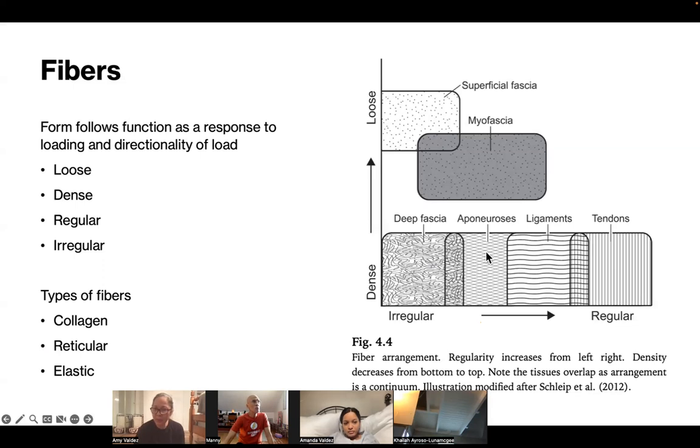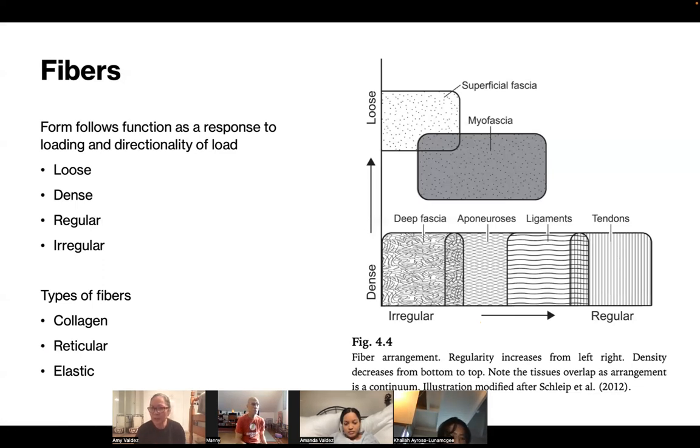Okay, and then the denser fibers are in the deep fascia, but notice how it's irregular. And then here, aponeuroses, that is in a different area of the body, not the musculoskeletal. And then ligaments is all one line. And then tendons are irregular. That shows it here as going in this direction, but really it can be slightly different than that. This is just for simplification.